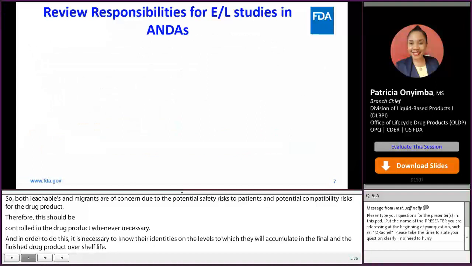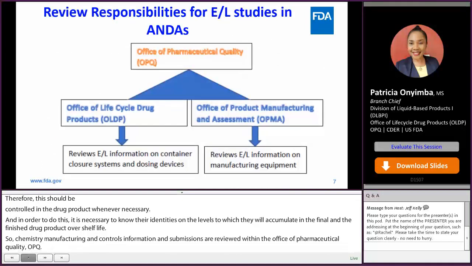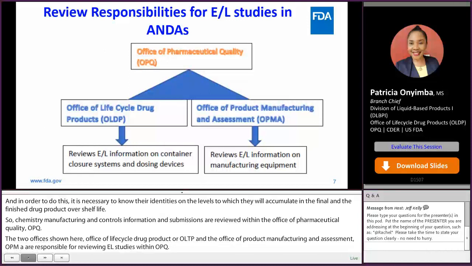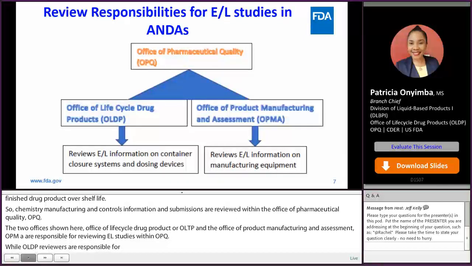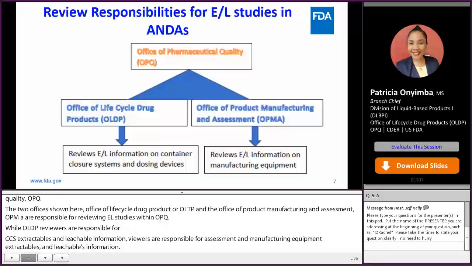Chemistry, manufacturing, and controls information in ANDA submissions are reviewed within the Office of Pharmaceutical Quality, OPQ. The two offices shown here, Office of Life Cycle Drug Product, OLDP, and Office of Product Manufacturing and Assessment, OPMA, are responsible for reviewing EL studies within OPQ. While OLDP reviewers are responsible for assessment of CCS extractables and leachables information, OPMA reviewers are responsible for assessment of manufacturing equipment, extractables, and leachables information.